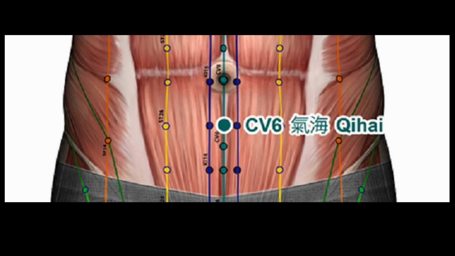Ren 6, Qihai, Sea of Qi. Location: on the anterior median line of the lower abdomen, 1.5 tsun below the umbilicus. Strengthens kidney qi and yang, regulates qi, benefits original qi, treats prolapse. Ren 6 has the function to tonify as well as maintain health. Needling, perpendicular insertion 1 to 2 tsun.